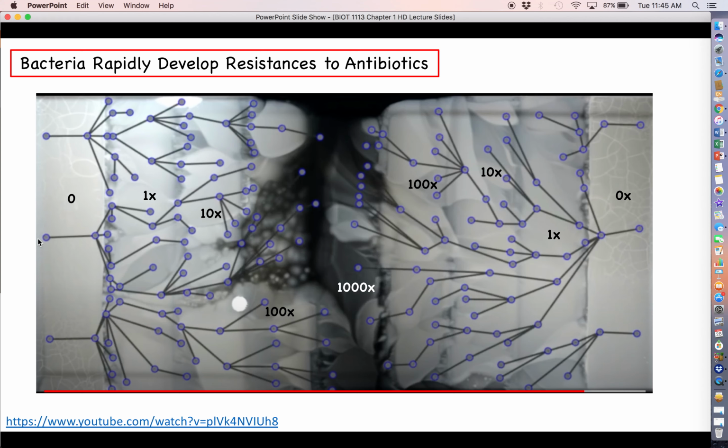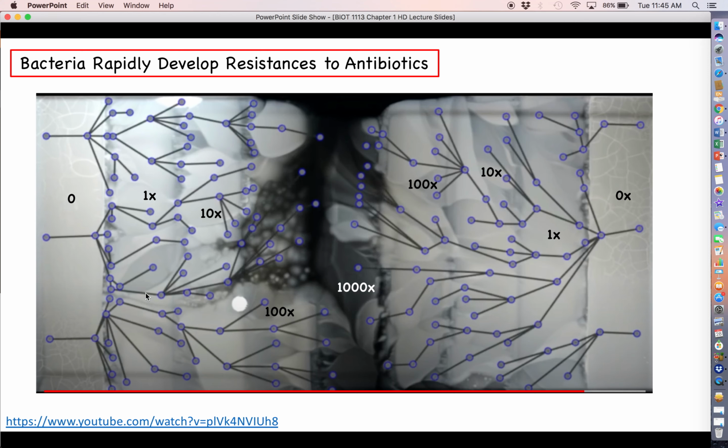We have this rectangular petri dish that bacteria can grow on. When bacteria grow, they tend to spread out from an epicenter, from where you plate them. What we have on the far left and the far right side is the medium that the bacteria grow on with no antibiotic present. That's what the 0 indicates. Initially the bacteria are plated on the far left and on the far right, and then as they grow and divide and spread out, they will spread from the left to the right and from the right to the left.